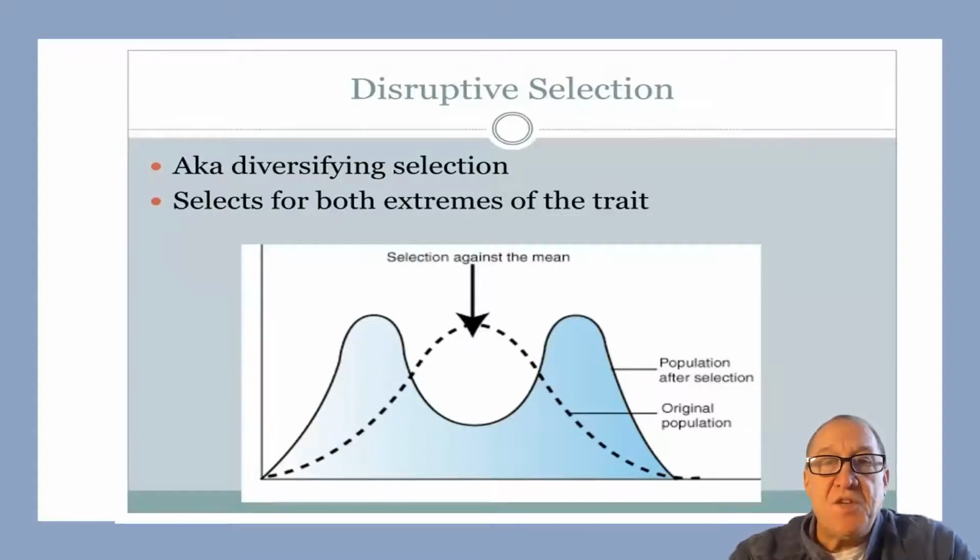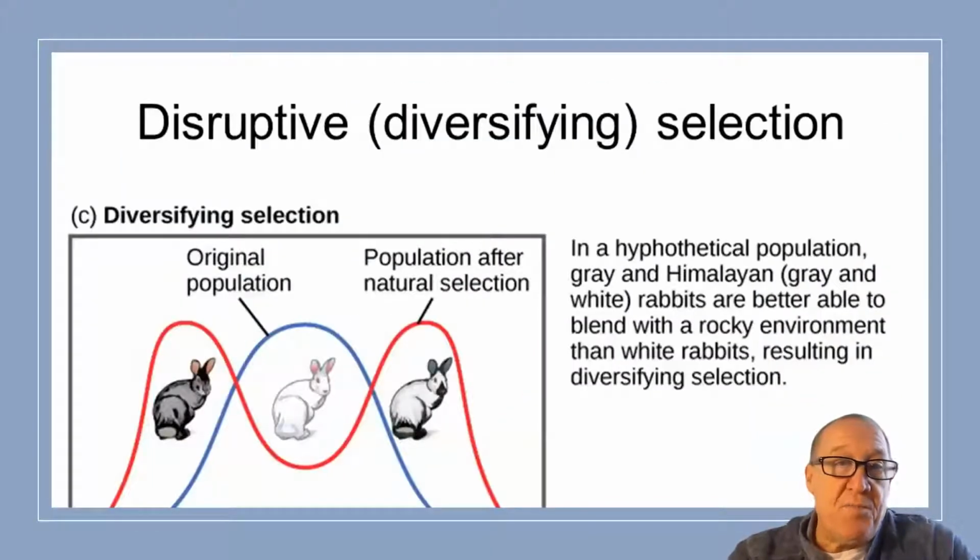And in disruptive selection, we have selection against the mean. In other words, the extremes of each trait are favored now. So this is one extreme, or one phenotype that's at the extreme, and here's another phenotype that's at the extreme. Here's the original population. Somehow the original population trait did not have the selective advantage, but the two extremes did. So let's take a look at an example of this.